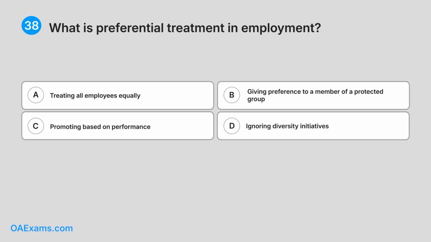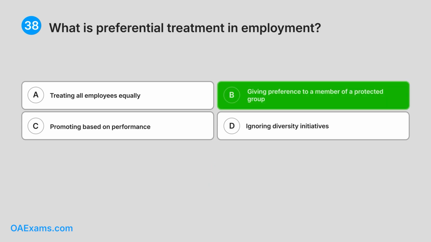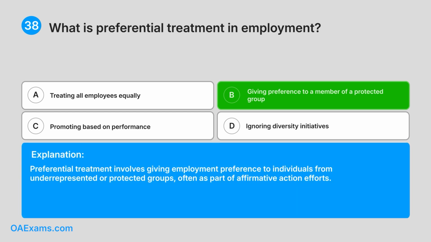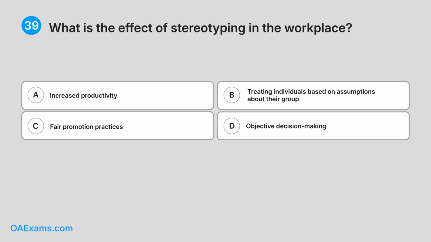Correct answer. B. Giving preference to a member of a protected group. Explanation. Preferential treatment involves giving employment preference to individuals from underrepresented or protected groups, often as part of affirmative action efforts.